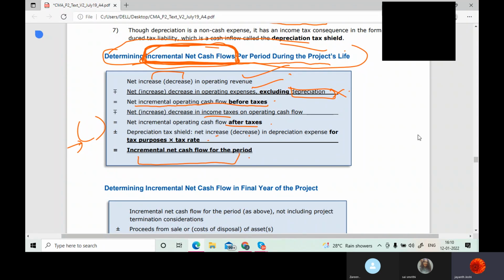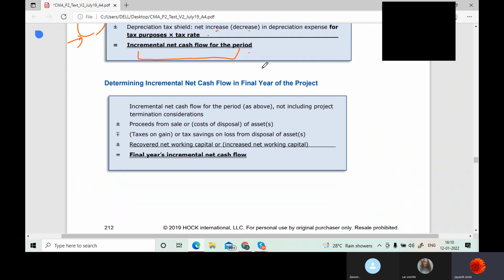Okay, let's move forward. Now we are speaking about the final year. In the final year, the working capital is always recovered. Then when you sell the asset, you get the money on that, and if you have a gain, you have to pay tax. If it's a loss, then you get a tax saving. That means you claim a refund, and proceeds from sale of that asset, and incremental net cash flow for the period not including project termination considerations.